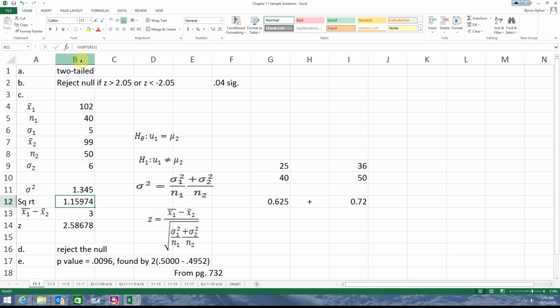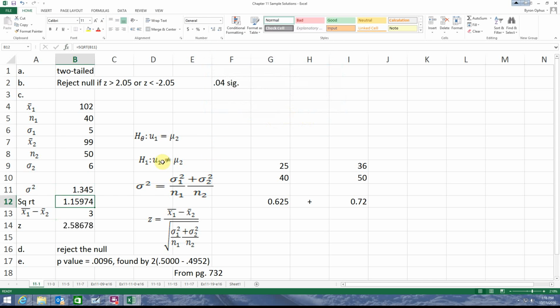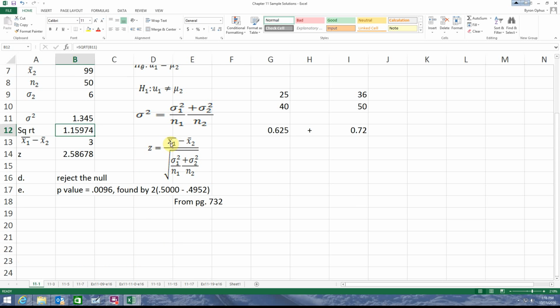So I can just take the square root of my variance. This is a square root, okay. And then to finish that, it's the difference in my means divided by the standard deviation of those, so simply 3. I got those kind of upside down, I should have had that one there and this one down below, but I hope you guys are following along. So 3 divided by that, and I end up with 2.5867.